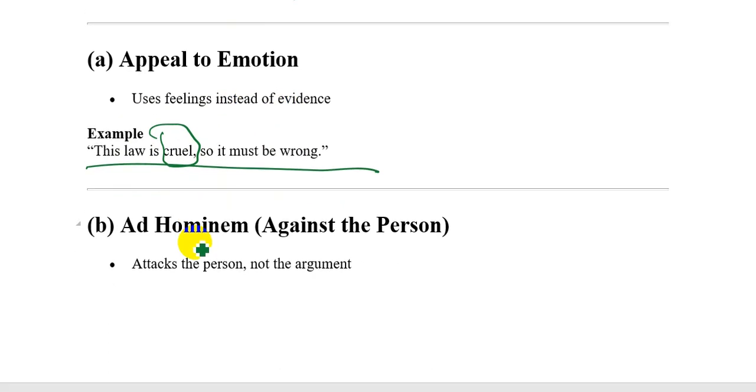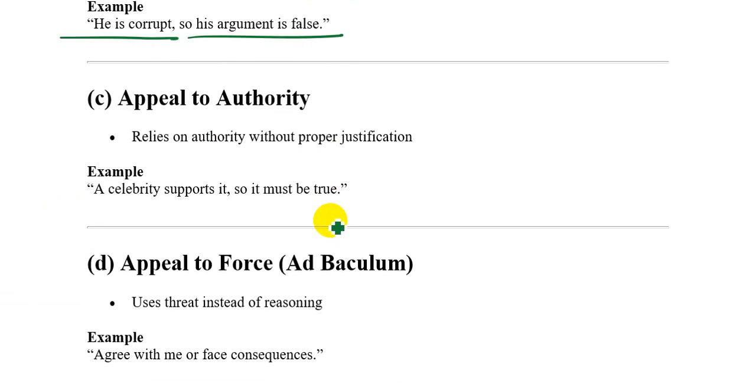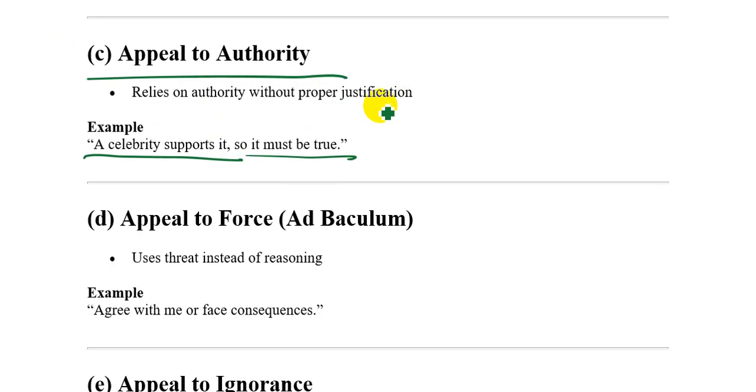Next is ad hominem, that is against the person, attacking the person instead of attacking the argument. It attacks the person, not the argument. An example would be, he is corrupt, so his argument is false. Next is appeal to authority. It relies on authority without proper justification. For example, a celebrity supports it, so it must be true. This is appeal to authority.